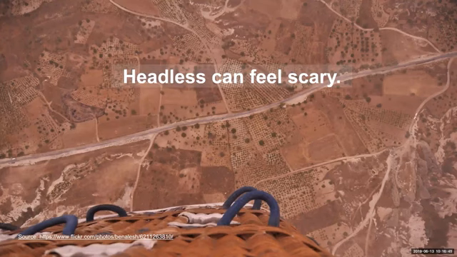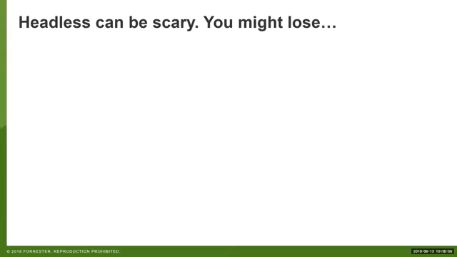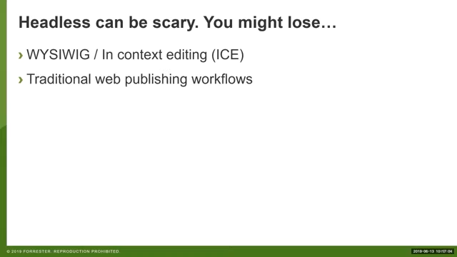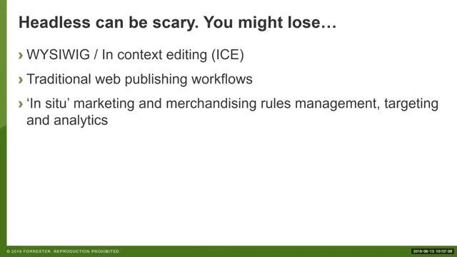Now we're up off the ground, away from our comfort zone, and it can feel scary because as practitioners, we might lose some things that we've become very accustomed to. The WYSIWYG in-context editing, the traditional web publishing workflows, and the marketing or merchandising rules and targeting and analytics management. It's all those aspects of that box that was part of experience orchestration. We assumed that to have that, we had to have a unique set of core services underneath, a full stack application.